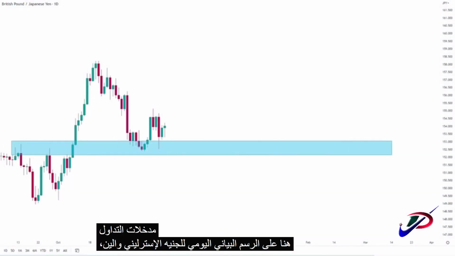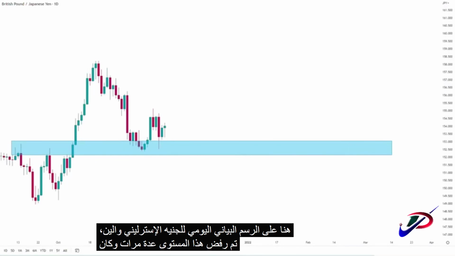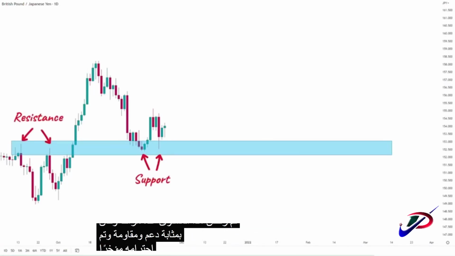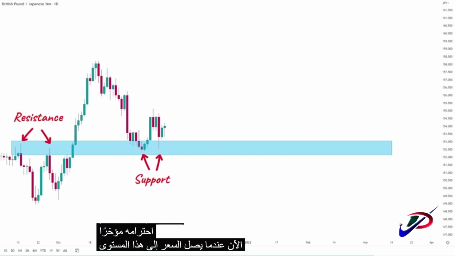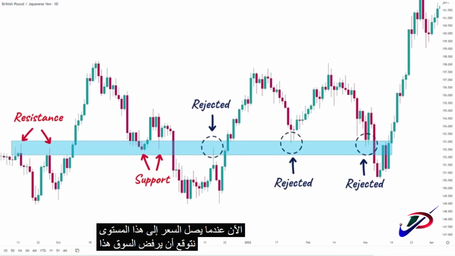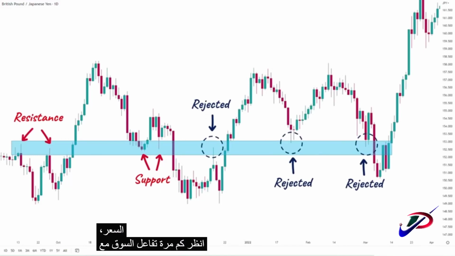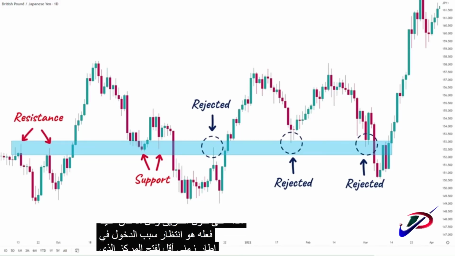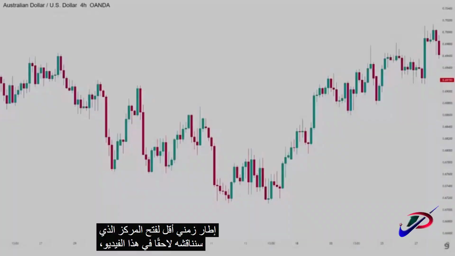Here on the pound-yen daily chart, this level got rejected multiple times, acted as both support and resistance, and recently was respected. Now when the price taps into this level, we expect the market to reject this price. See how many times the market reacted to this level along the way, and all we had to do was wait for an entry reason in lower time frame to open position, which we will discuss later in this video.